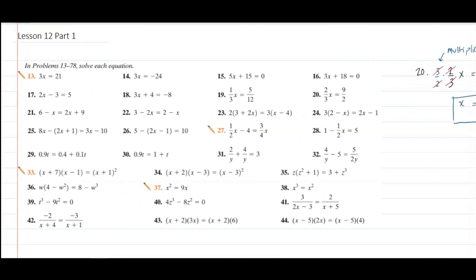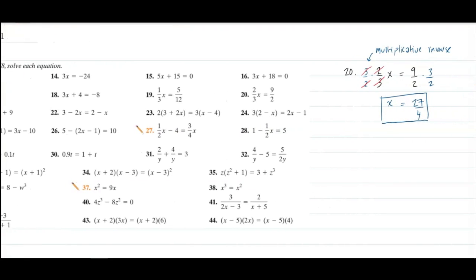All right, let's take a look at number 22. Number 22 says that you've got 3 minus 2x is equal to 2 minus x. So it'll be a quick one, all right? And so we're going to go ahead and we're going to add x on both sides, or in other words, we'll bring the x over and then we'll bring the 3 over to the other side. So it'll become x minus 2x, which gives you a negative x.